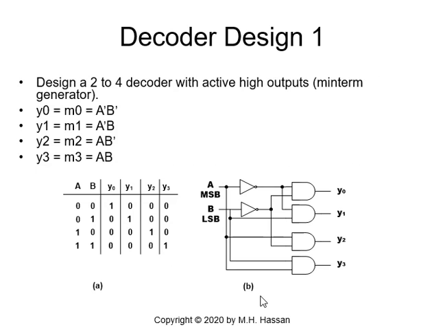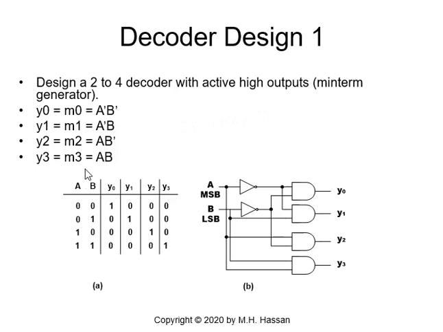Let's try to design a decoder. A decoder, you can buy it as an integrated circuit. But also, we'll try to understand how to design it. And by understanding how to design a decoder, we'll be able to use it in building combinational networks and systems. So we'd like to design a 2 to 4 decoder with active high outputs, which means a min-term generator.